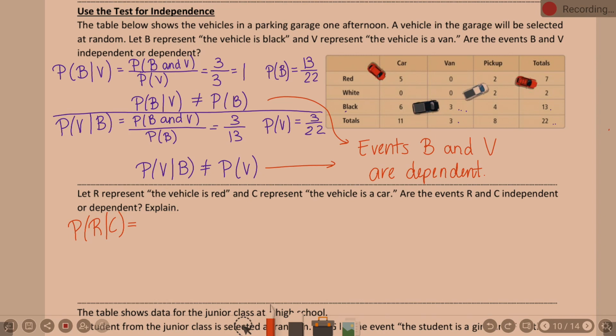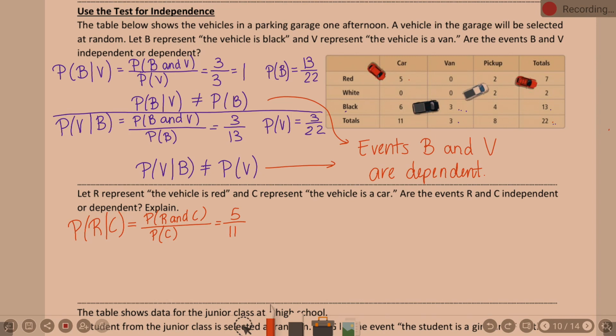On top, it's probability of red and a car divided by probability that it is a what? A car. The condition there. Okay. Red and car. How many red cars do we have? 5. Probability it's a car. And technically that would be 5 out of 22, right? Probability it's a car. 11. Technically 11 out of 22, but we're shortcutting that. So 5 elevenths. Now, what do we have to compare this to?